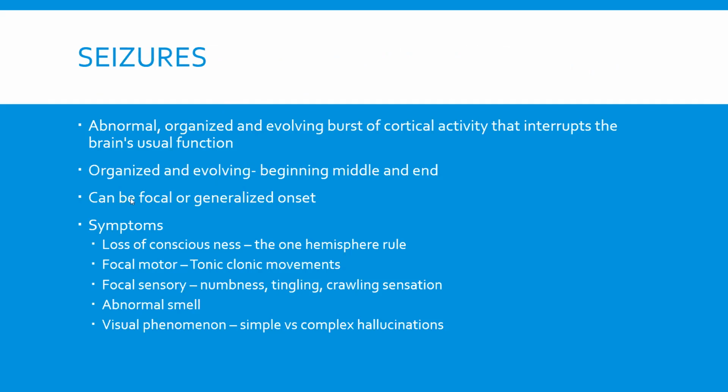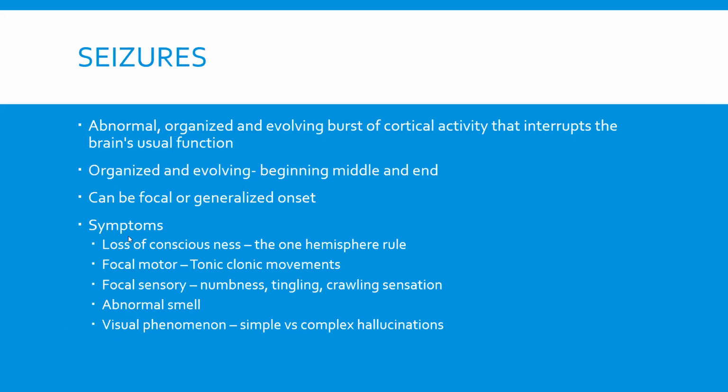Seizures can start focally, meaning it starts from one place, or it could be generalized, meaning the entire brain is affected by it at the same time. And again, the symptoms of seizures can be very different depending on where it started. If it started in the motor region of the brain, you can have shaking movements, basically called tonic-clonic movements. If the seizure is occurring over a sensory part of the brain, it can cause numbness, tingling. Sometimes you can have abnormal smell. If it's occurring on the back of the brain, you can have hallucinations. It could be simple or complex.